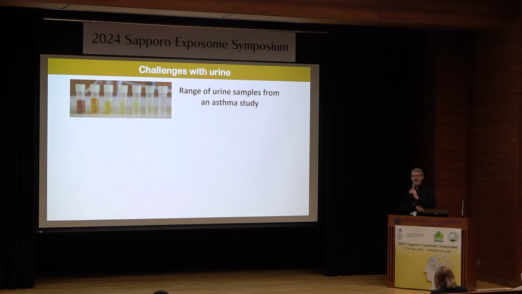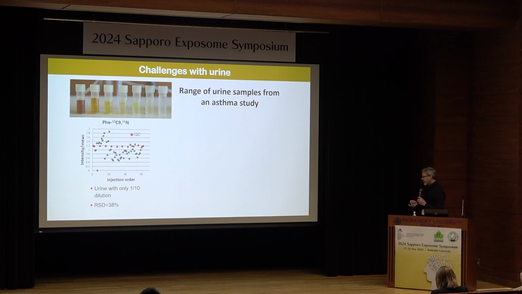But as a chemist, there's a lot of challenges in working with urine. What you're looking at here is sample urine from a cohort of asthmatics we'll talk about later today. And you can see we have a heterogeneous distribution of matrix composition here. As a chemist, this is what happens.